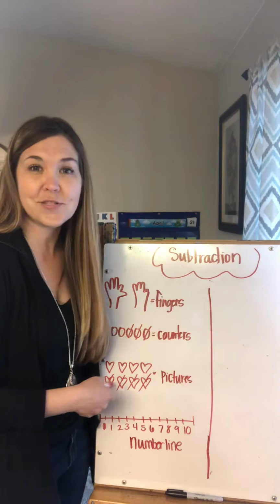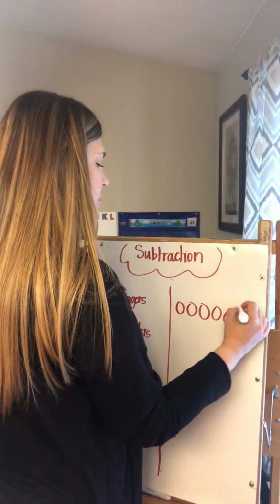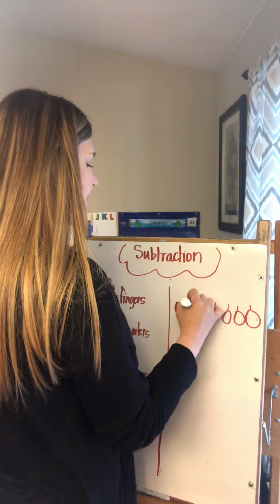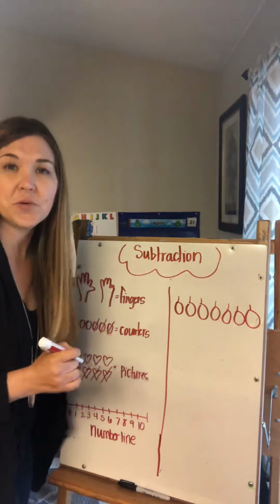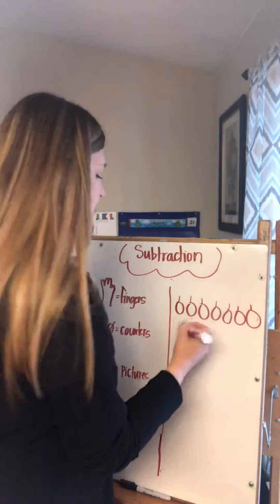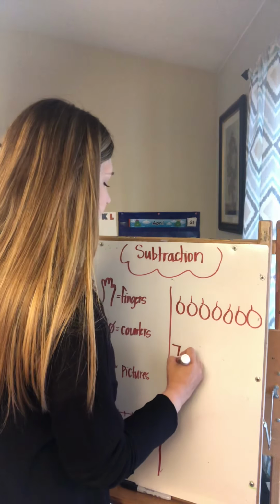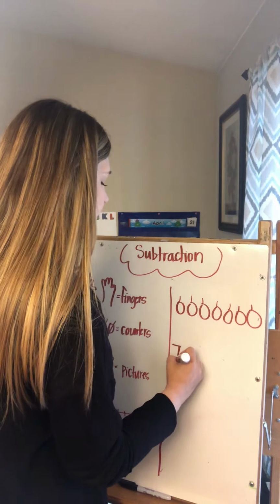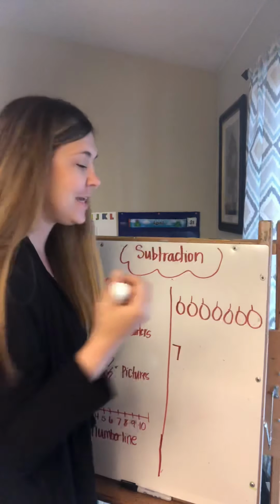I'm going to use the strategy of pictures. Here's my 7 apples. Remember, when we're doing our subtraction problem, we always want to write the equation to match the problem. So I'm going to make a 7. So Mrs. Rhodes had 7 apples. Her dog, Bandit, ate 5 of them. So how many am I going to cross out? Remember, we're subtracting, so we're not adding, we're taking away.